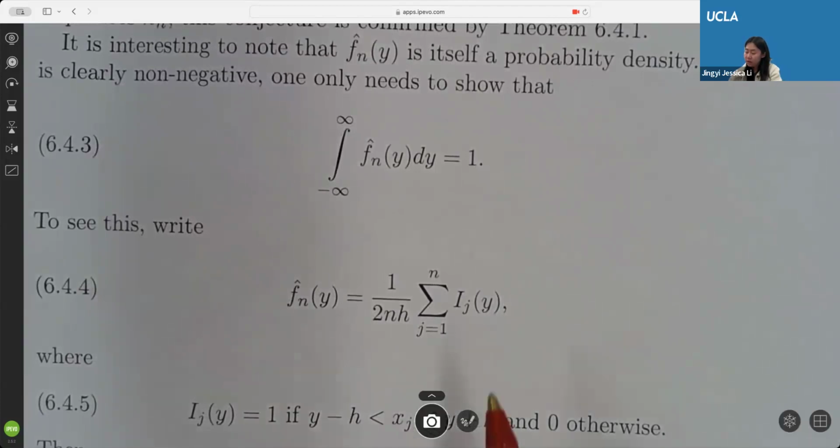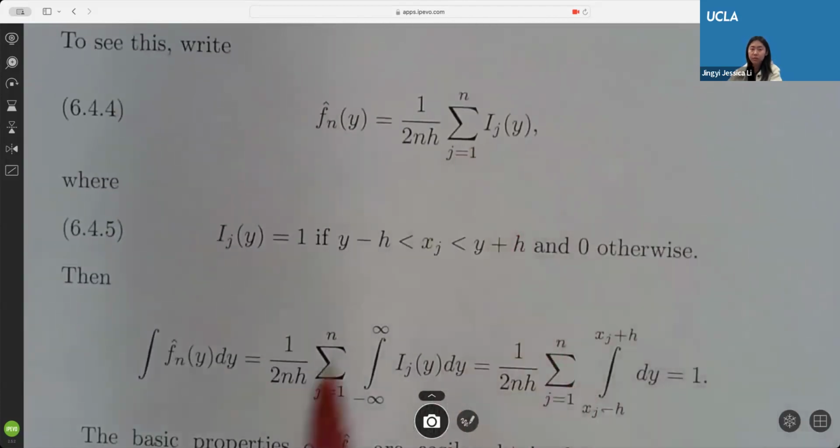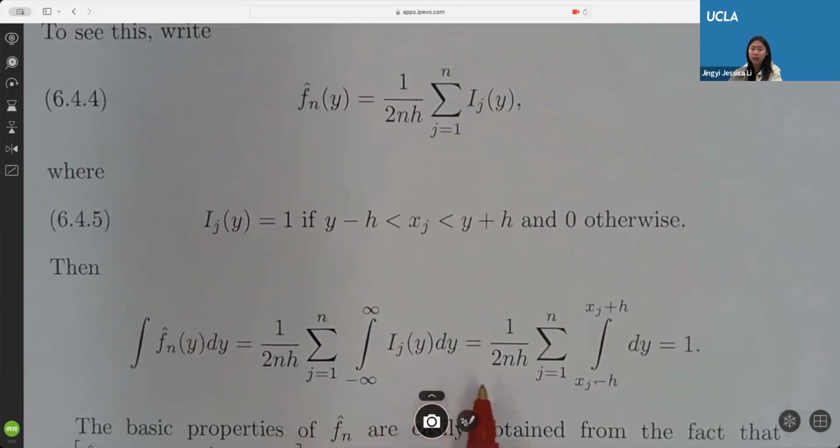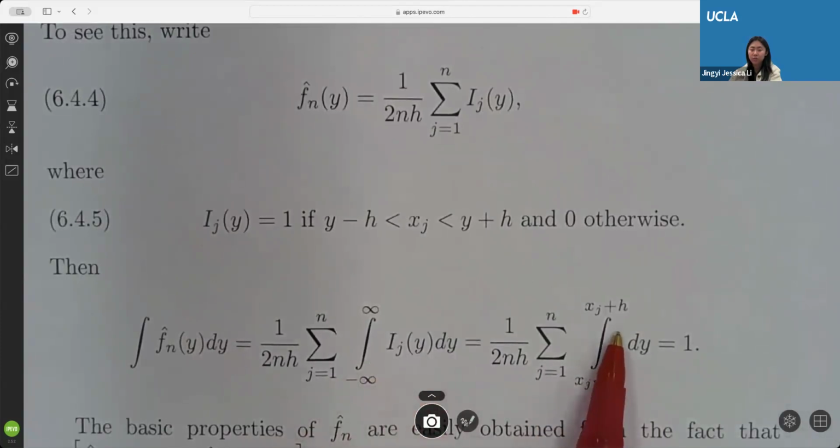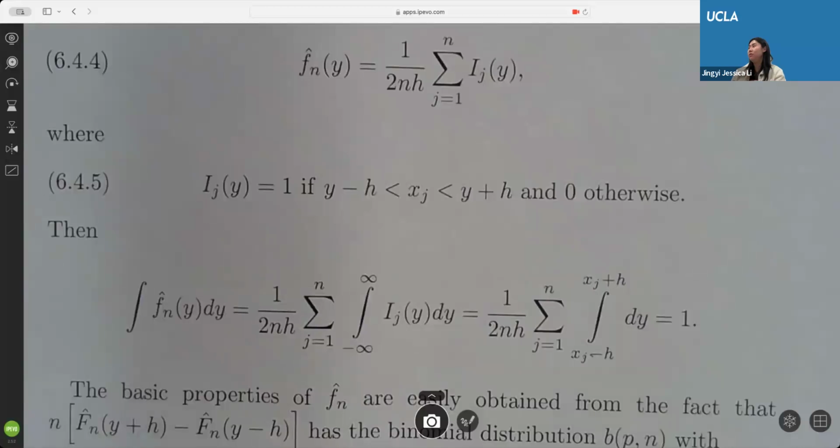Then using this form, you just do the integration. You take this integral using the indicator function, because it's only about the interval from xj minus h to xj plus h. Then you can show that it integrates to 1, because the interval is specified to be 2h long, and that 2h and this can be canceled. So essentially it's just the way you express this empirical naive density estimator.